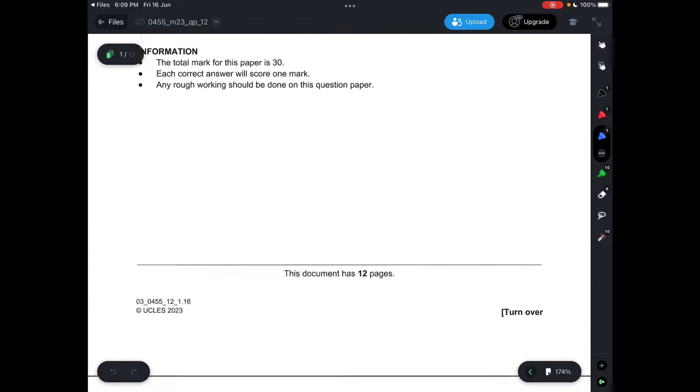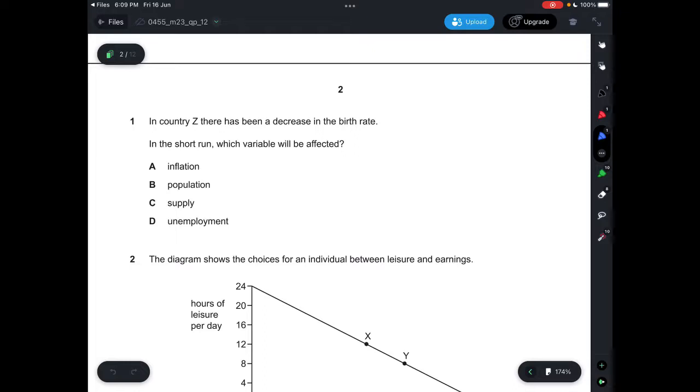Alright, let's start. So for the first question, it says in country Z, there has been a decrease in the birth rate. In the short run, which variable will be affected? In a very short period of time, when there's a decrease in birth rates, the number of humans available would decrease as well. If we're talking about a particular country, here country Z, when the birth rates decrease, the number of people in that country will decrease as well, which means that the population will decrease.